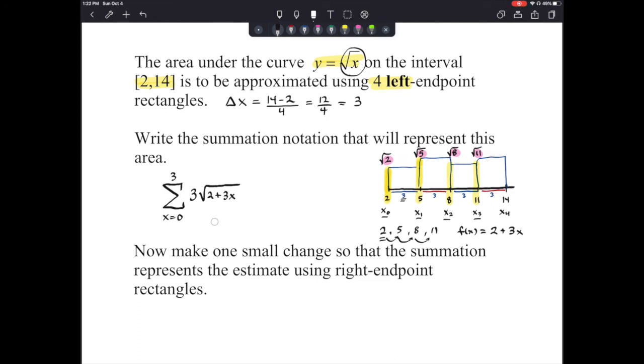Right, you don't need that base and height underneath there. That's just so you can see that. That would give us the area under the curve for this. So that's just the summation that will represent it.